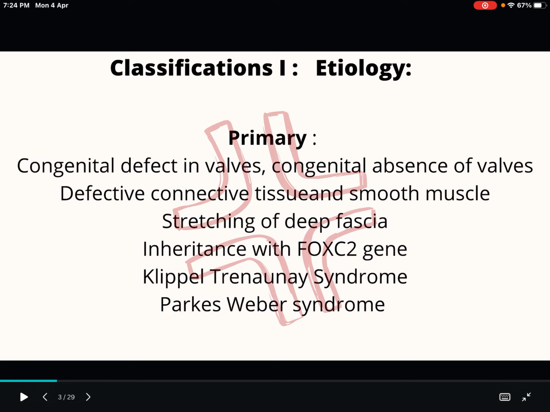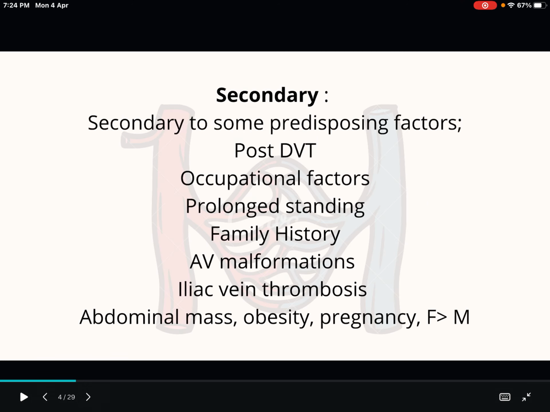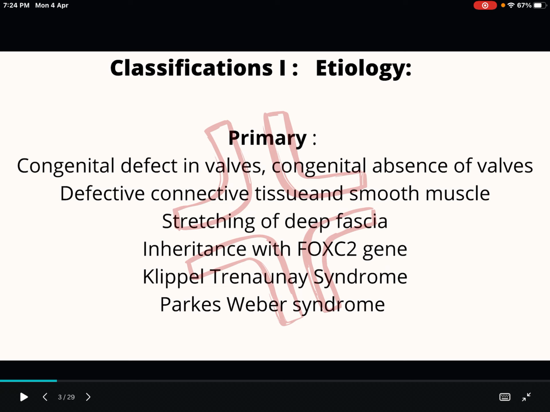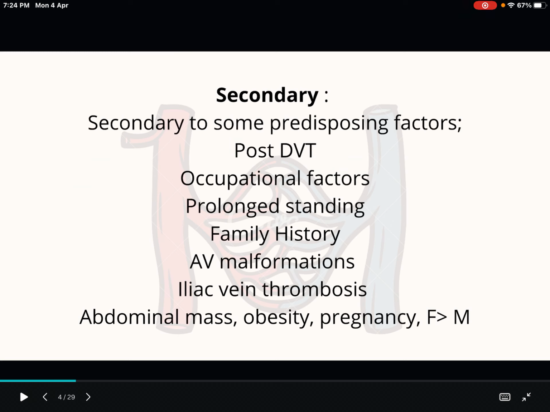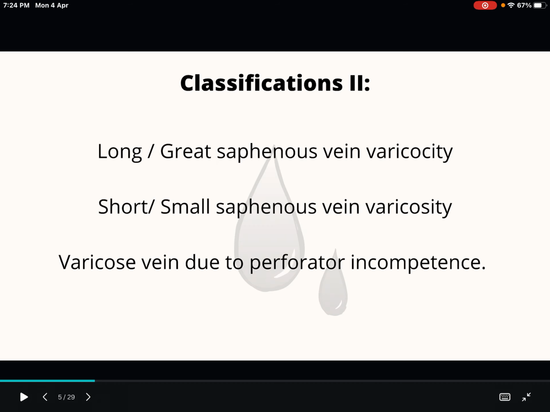So for primary, we know the causes: it is mostly congenital and familial inheritance. Two syndromes, if you want to remember, you can remember, but that is not important: Klippel-Trenaunay syndrome, Parkes-Weber syndrome. Secondary is due to predisposing factors: post-DVT, occupational factors, prolonged standing, family history, abdominal mass, obesity, pregnancy, and it is more common in females than males.